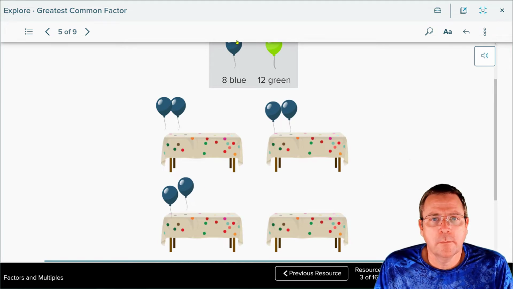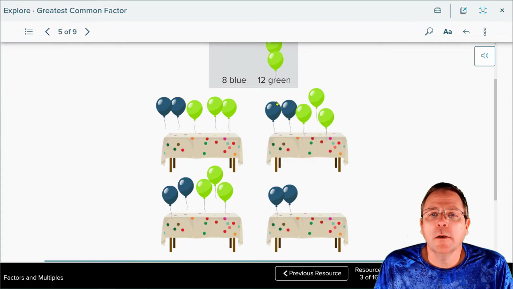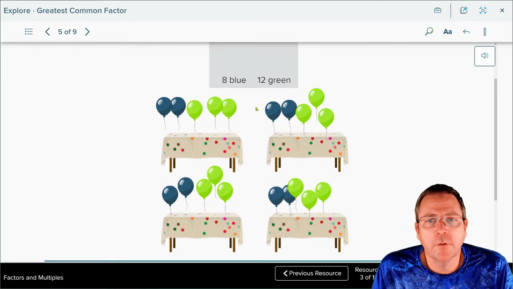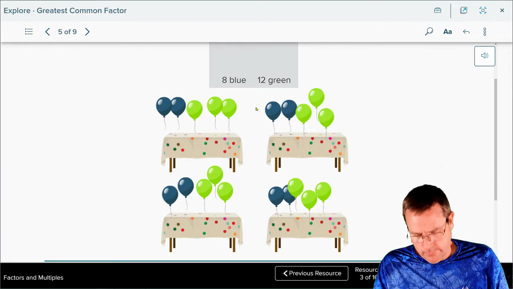And I said that it would be 3 green balloons on each table. 1, 2, 3. 1, 2, 3. And 1, 2, and 3. And now all the balloons have been used. We have common factors of 2 for the blue balloons and common factors of 3 for the green balloons.